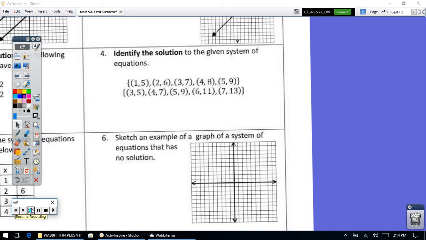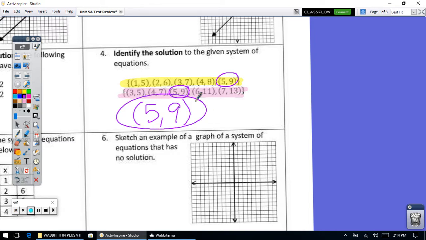4, identify the solution. So we want to figure out where these two cross. Here is our first equation. We'll highlight it as the yellow equation. And then we'll have our light pink equation. Now you could go through and plot these points, or let's just simply look for a point that they have in common. If I look at 5, 9 in the yellow equation and 5, 9 in the light pink equation, that would be the point they have in common, or the point that they share. And if they share one point, that is actually the intersection of those two lines. And so that would be the solution to this system.